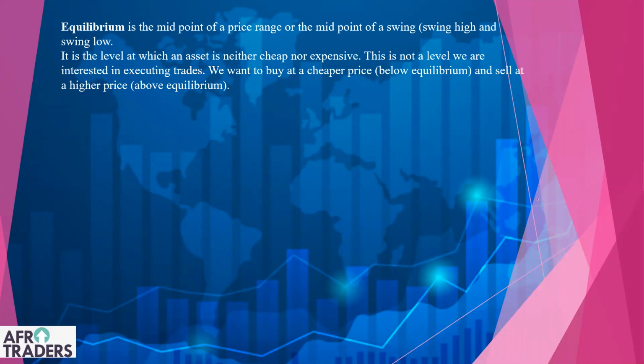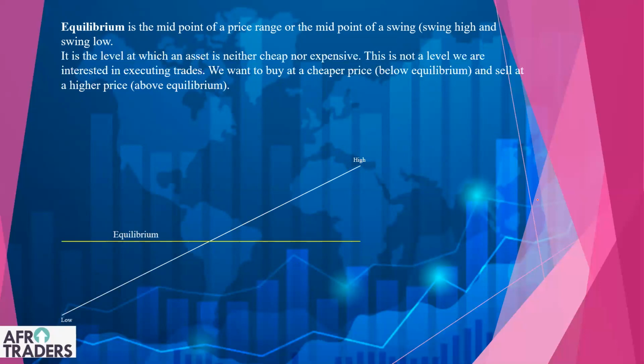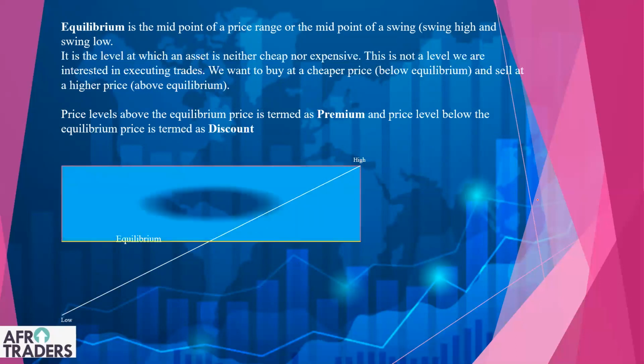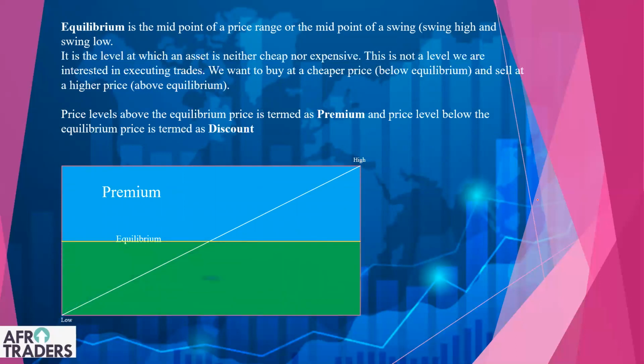We want to buy at a cheaper price, which is below the equilibrium price, and then we want to sell at a higher price above the equilibrium price. So when you take a price range, we consider the low and the high of that range. The middle point of that range is what we call the equilibrium price. Therefore, any price levels above the equilibrium price will be termed premium price, and any levels below the equilibrium price will be termed discount price.